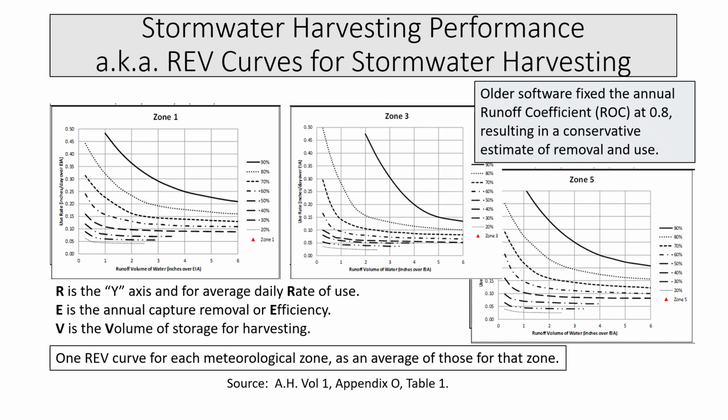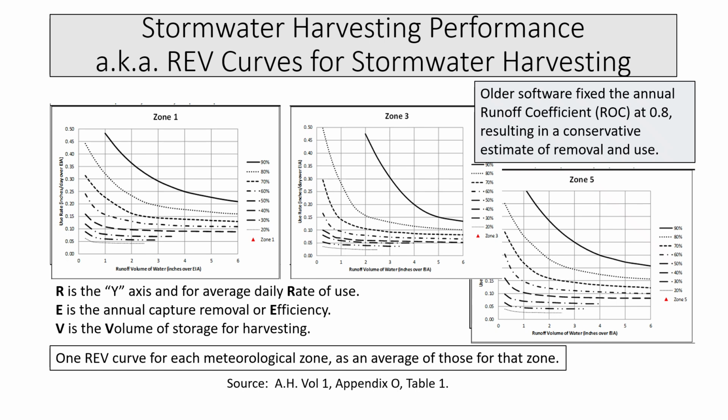REV curves are a critical tool used to calculate the annual capture volume, represented by E, which stands for annual capture removal or efficiency. This calculation is based on two main factors: R, which is the average daily rate of use for the harvested water, typically represented on the y-axis, and V, which signifies the volume of storage designated for harvesting. This method is officially referenced in the Applicant's Handbook, Volume 1, specifically in Appendix O, Table 1.